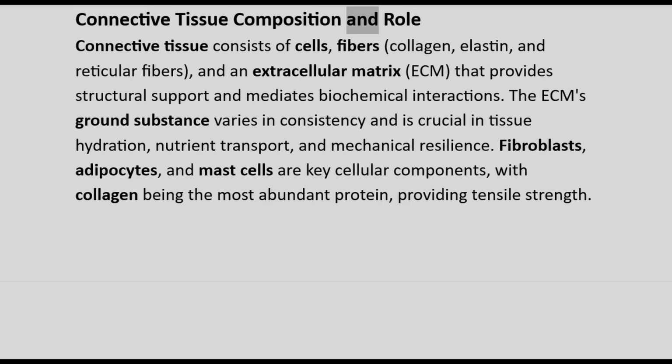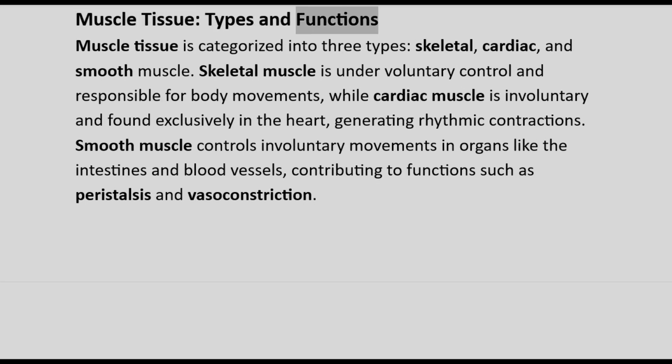Connective tissue composition and role. Connective tissue consists of cells, fibers (collagen, elastin, and reticular fibers), and an extracellular matrix, ECM, that provides structural support and mediates biochemical interactions. The ECM's ground substance varies in consistency and is crucial in tissue hydration, nutrient transport, and mechanical resilience. Fibroblasts, adipocytes, and mast cells are key cellular components, with collagen being the most abundant protein, providing tensile strength.